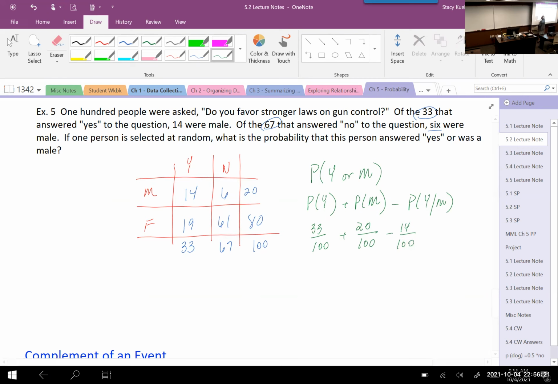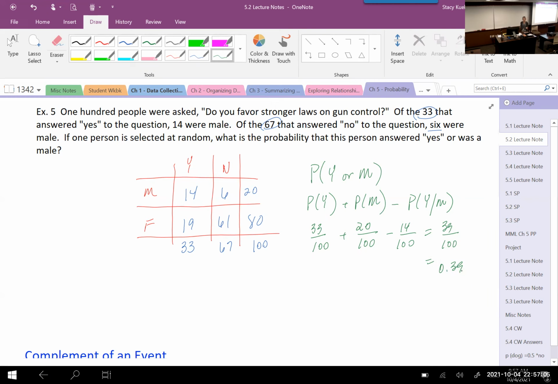Of all the males and of all the people that answered yes, only 14 of them answered yes and were males, right? So I can do 33 plus 20 minus 14, which ends up being 39, I believe. Or in other words, 0.39. Okay. Now, if you don't add the fractions together, what's the other method you could have done? Change it to a decimal and add them up that way, right? 0.33 plus 0.2 minus 0.14.